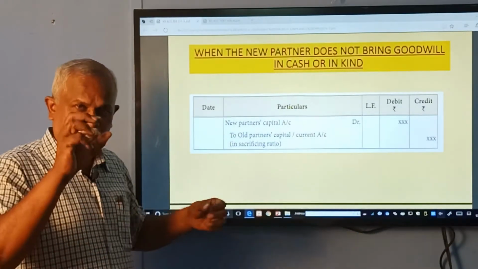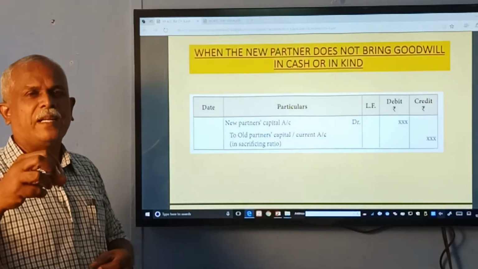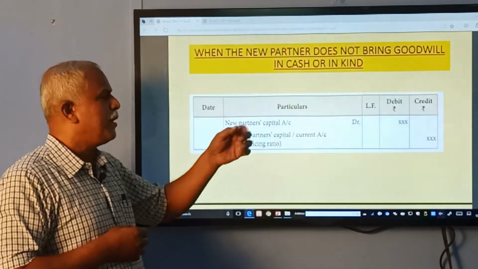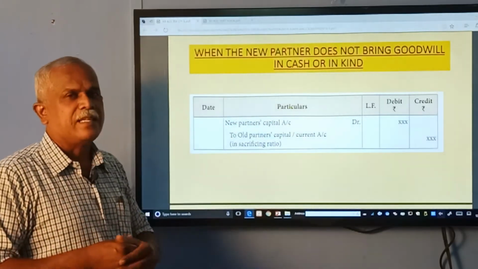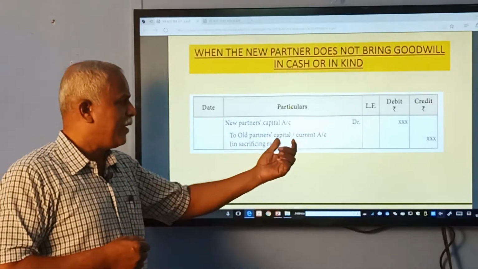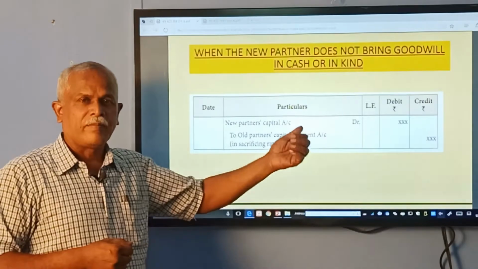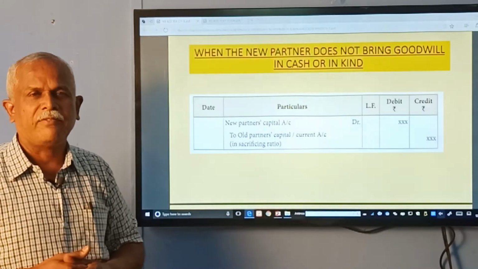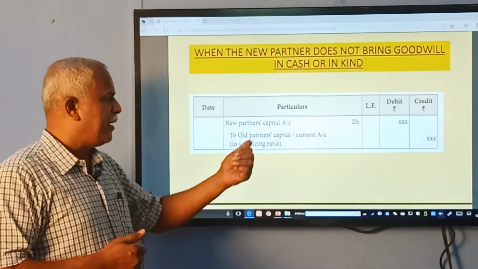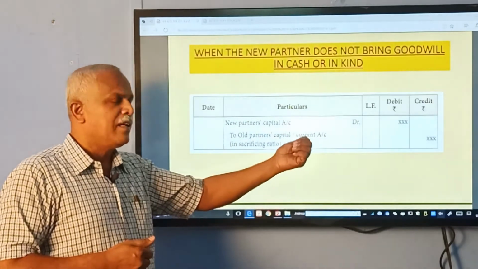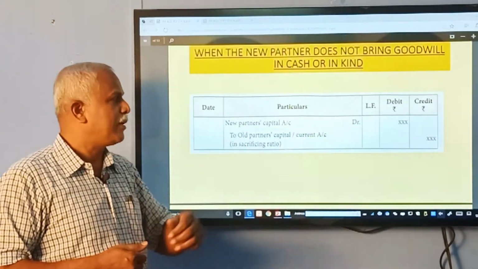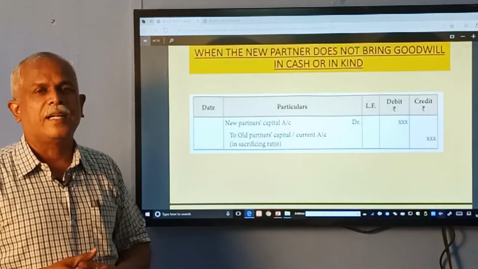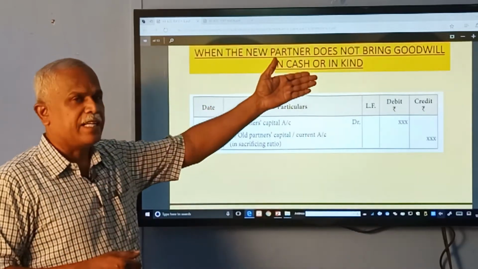You must understand, the goodwill share amount will be taken out from the capital of the new partner and it will be paid to the old partners. For that, new partner's capital account is debited to old partners' capital account or current account. You must understand why capital account or current account is given. Refer to chapter 3. The capital account is maintained in two ways, that is fixed capital and fluctuating capital. Under the fixed capital method, current account is maintained. Under the fluctuating method, capital account is maintained. So, you must understand which account has to be credited.